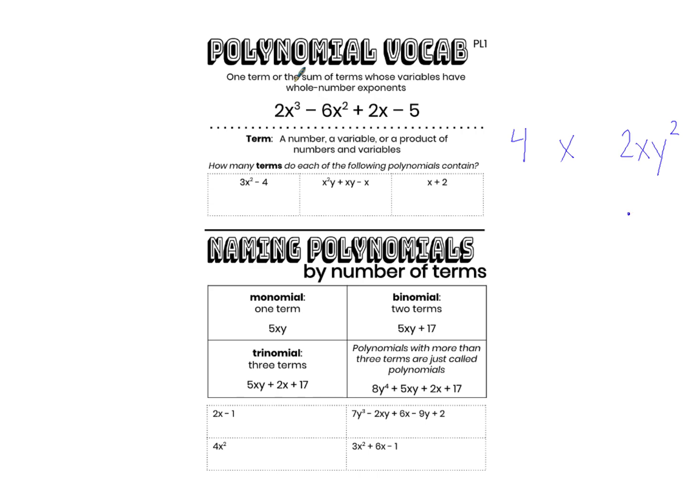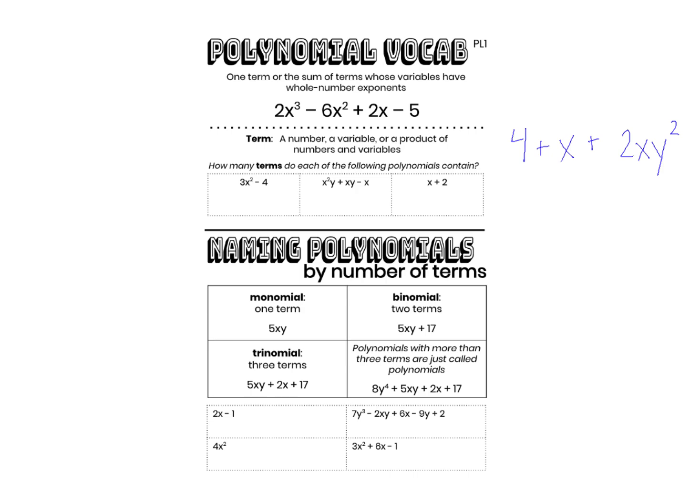That helps us with our definition of a polynomial, because a polynomial is one term, such as 4 or x or 2xy squared. Each of these on their own is a polynomial, or the sum of terms. So each of these is a polynomial by itself. If I add them together, that sum is also a polynomial. So 4 plus x plus 2xy squared is a polynomial.